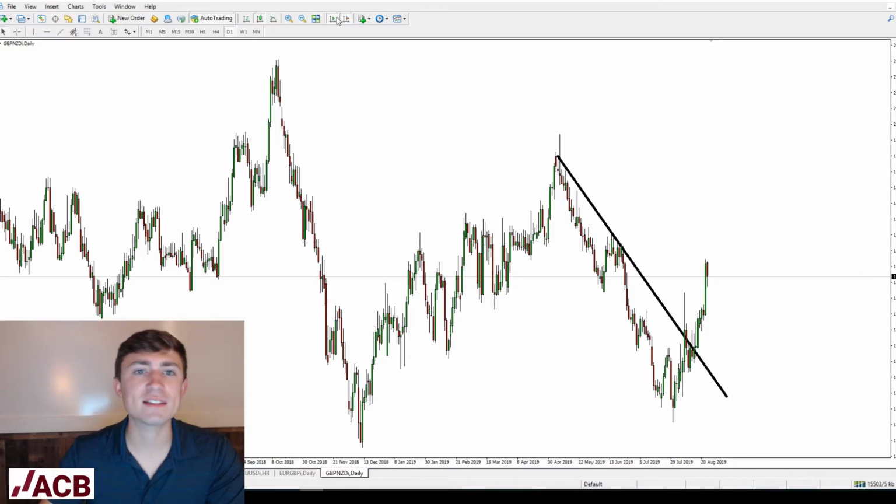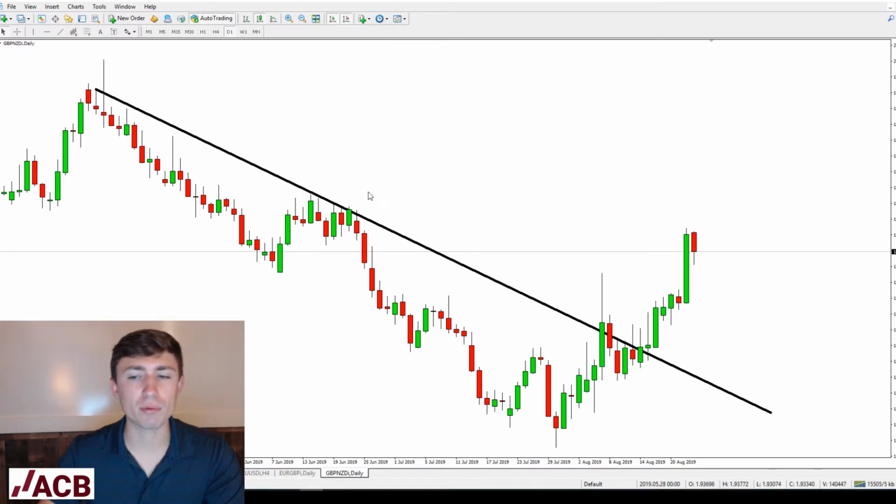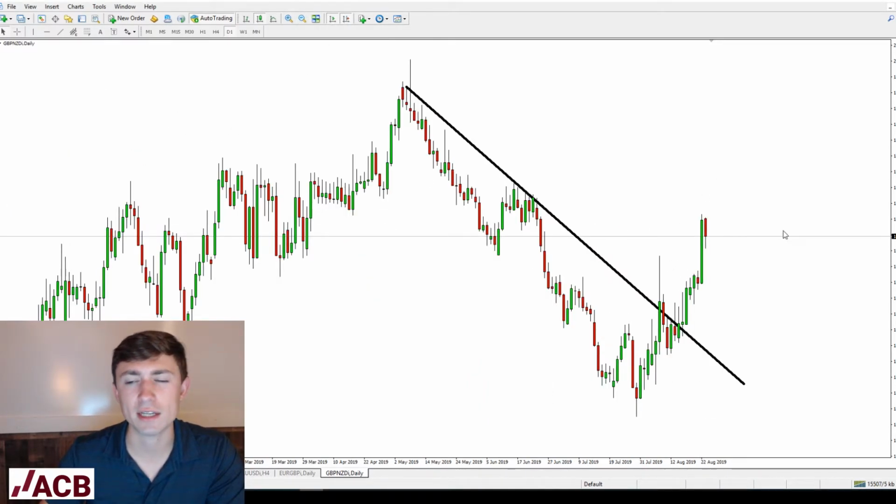We did break significantly above this one, right? So we broke that structure and now we're seeing a momentum play, right? We're seeing continuation to the upside on pound New Zealand as the pound gains strength and the New Zealand loses strength relative to the pound.